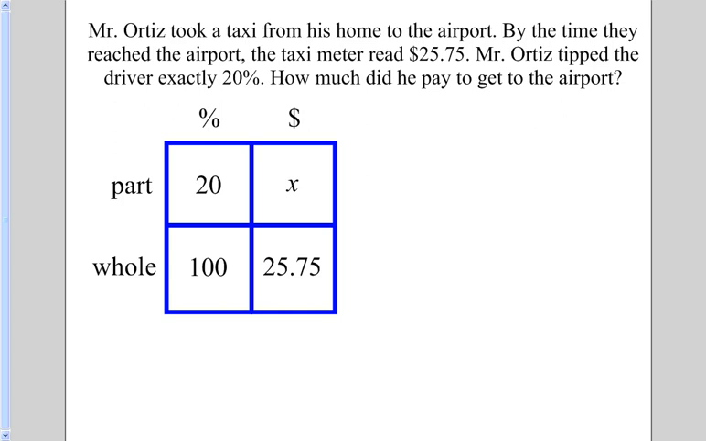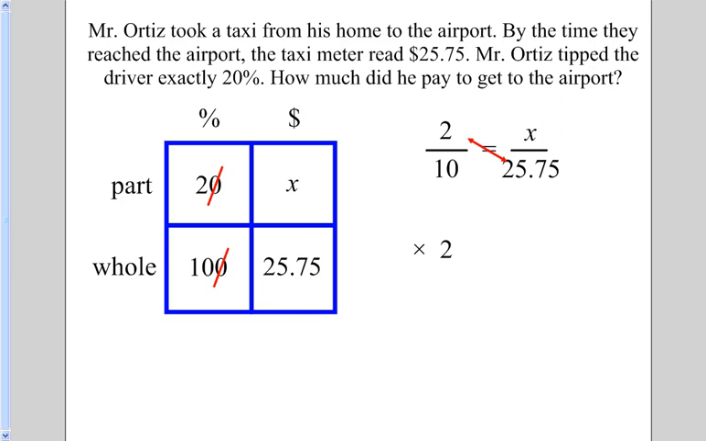We can simplify this, the 20 over 100, by dividing each by 10, and so we'll have 2/10. And we can set up a proportion with this. Here we'll have 2/10 equals x over 25 and 75/100. And we're going to solve for x now. We're going to find out how much the tip is going to cost Mr. Ortiz. And we can solve that with cross multiplication. So 2 times 25 and 75/100. That's where we are going to begin.